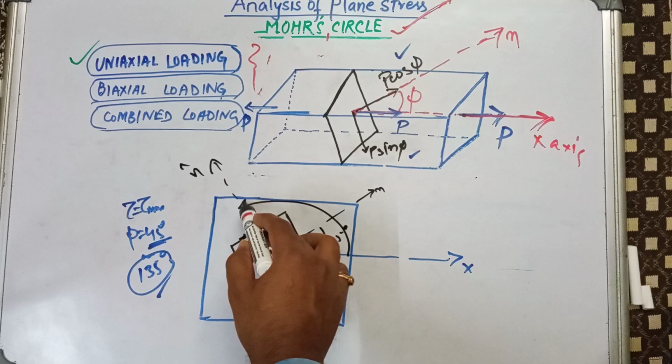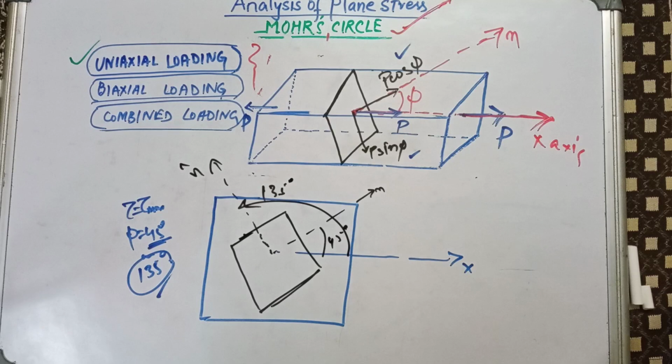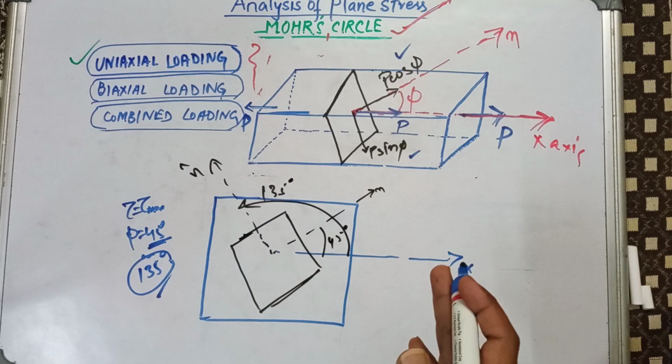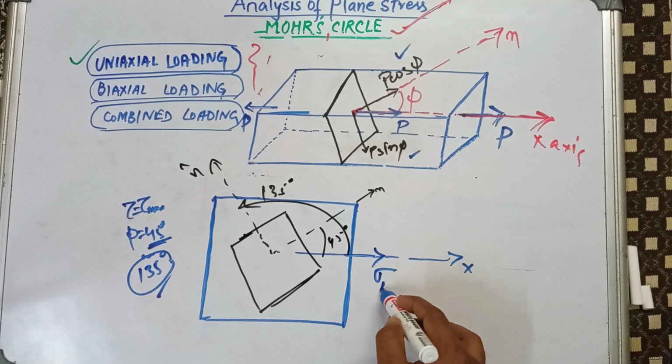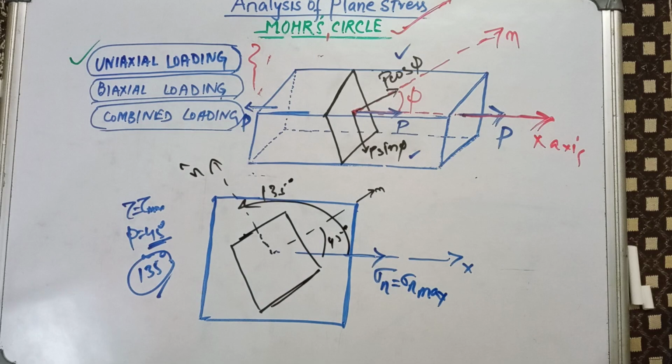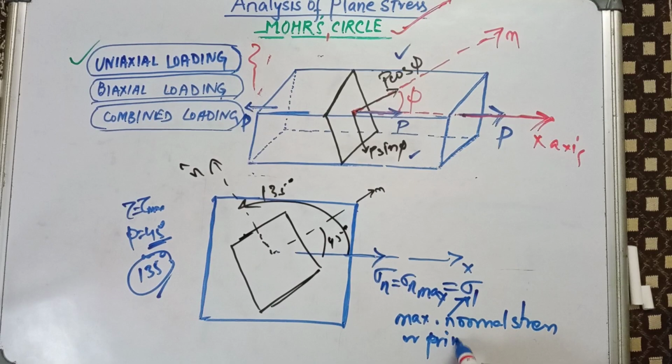Now, where the normal stress is maximum? My dear, normal stress is maximum at the cross-sectional planes, that also on the x-plane. This is one cross-sectional plane. This is the cross-sectional plane. Here, the normal stress is maximum. So, I can write sigma normal maximum. There is another symbol to write the maximum normal stress. It is equal to sigma 1. The meaning of this is nothing but the maximum normal stress or principal stress. I will not explain these things again, my dear. Please note it. This is known as the maximum normal stress or the principal stress.